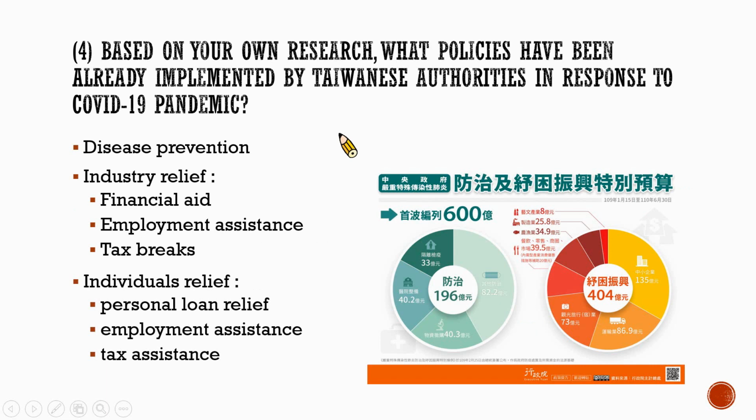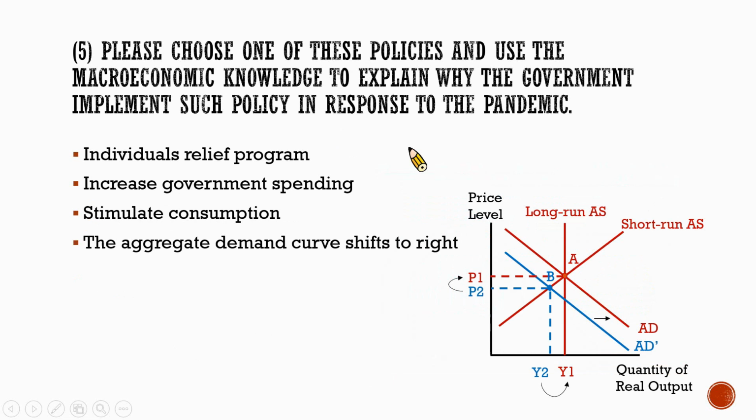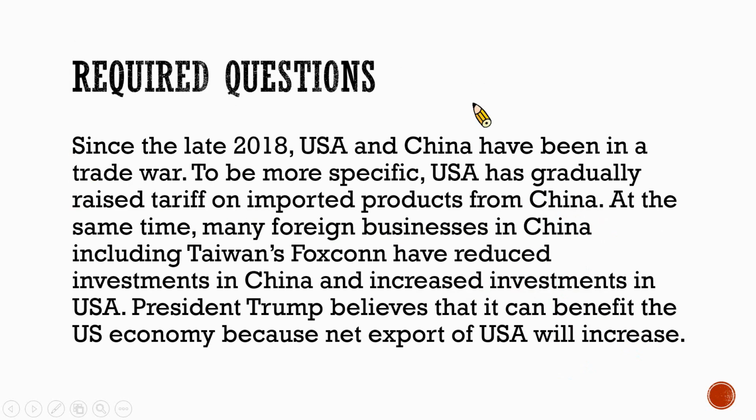Government budget 19 billion NT dollars for disease prevention and 40 billion NT dollars for relief program, which includes financial aid, employment assistance, and tax breaks. There are also some relief measures for individuals such as personal loan relief, employment assistance, and tax assistance. I'll choose one policy and explain why the government implements such policy in response to the pandemic. The policy for individuals relief program not only increase government spending, but also stimulate consumption, which shifts the aggregate demand curve to the right.